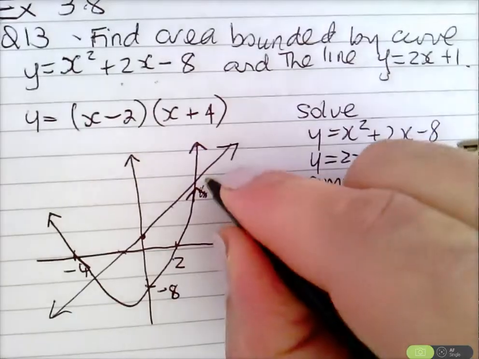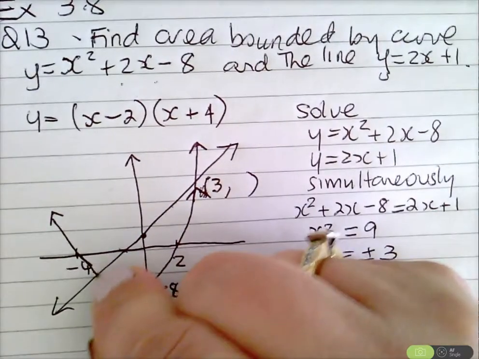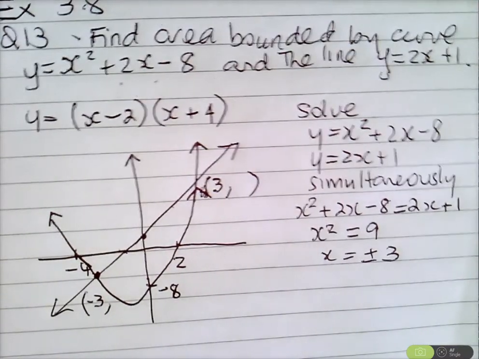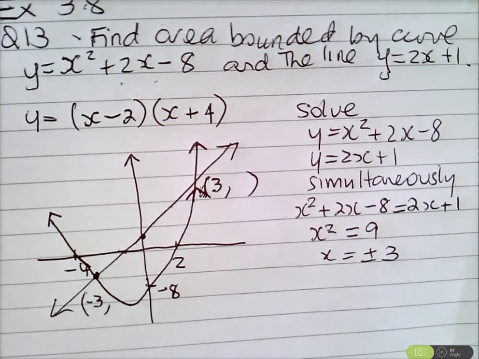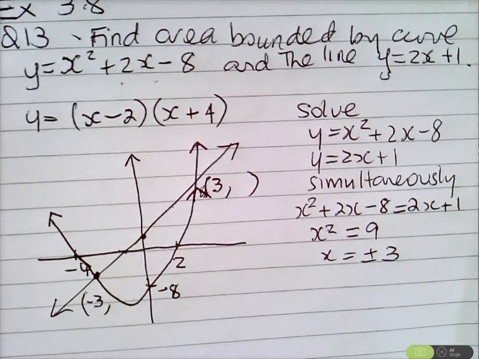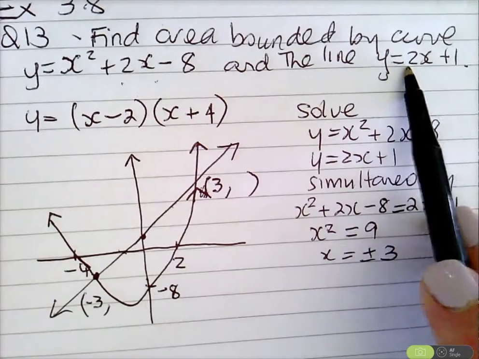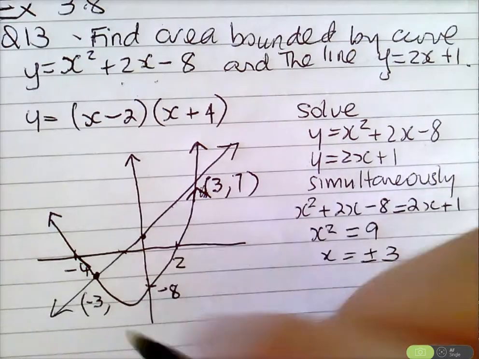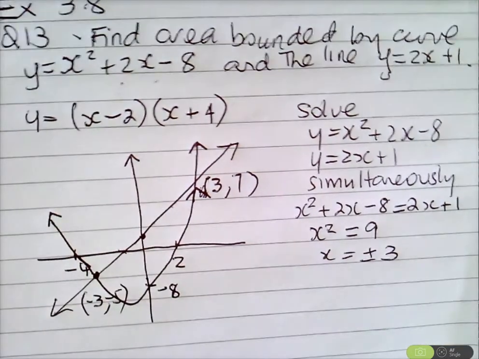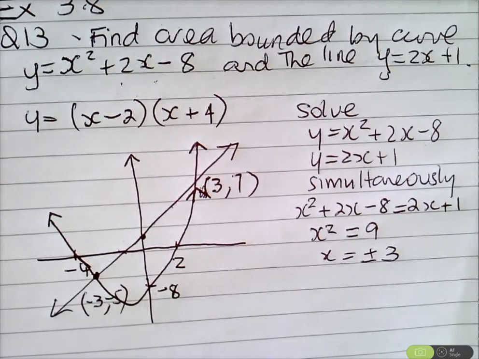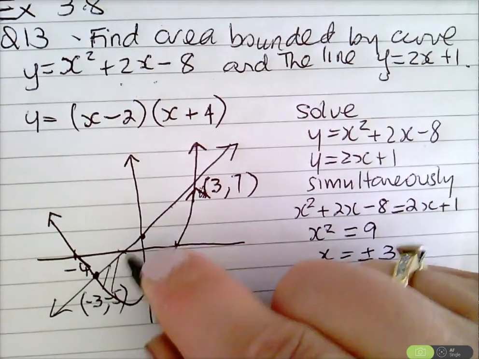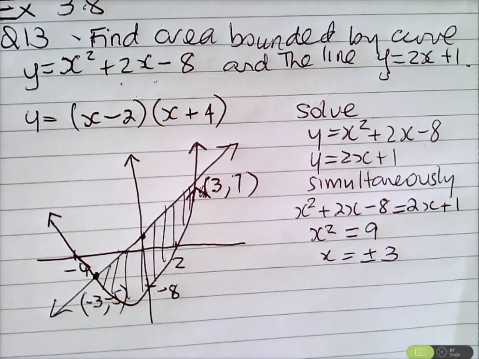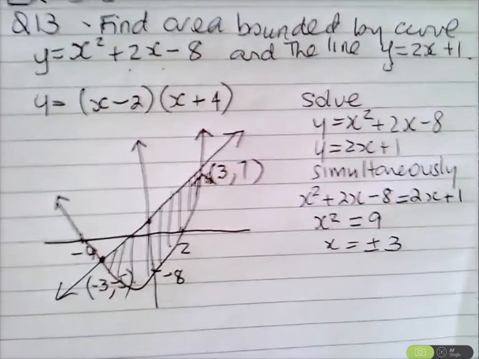So therefore, this point of intersection is 3 something, and this point of intersection is negative 3 something. You actually don't need to know the y values. I mean, you can put them in if you want. When x is 3, if you look at the straight line curve, y is 7. And when x is negative 3, I think it's negative 5. But you don't need the y values. All you need are the x values of the points of intersection.